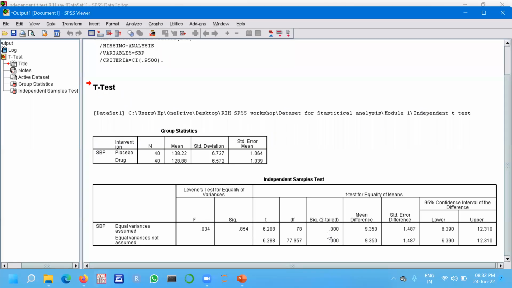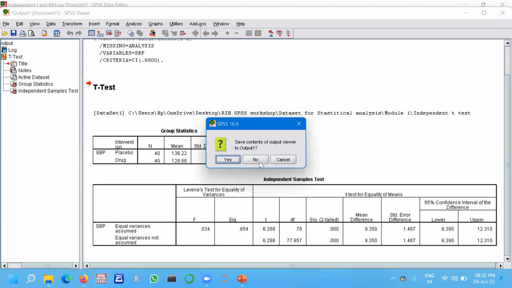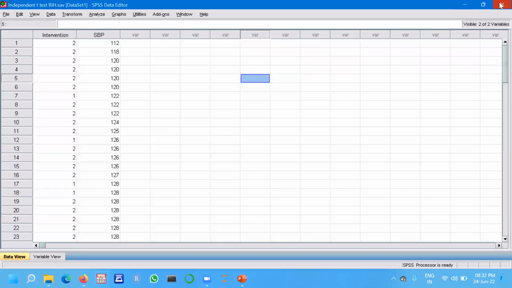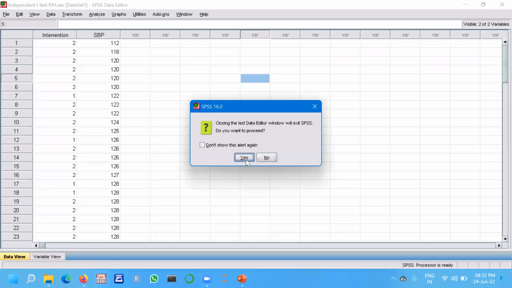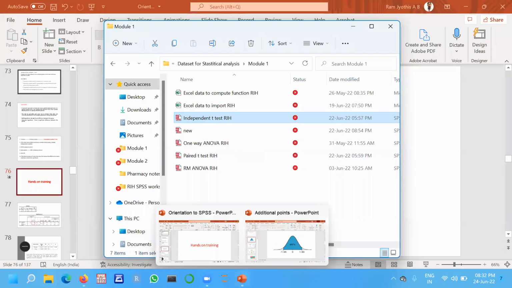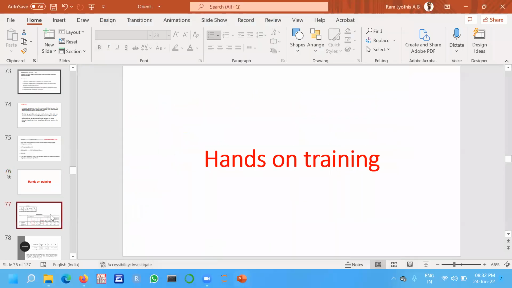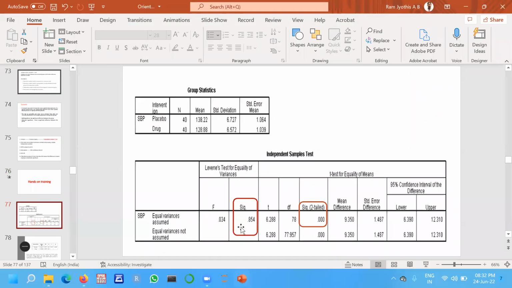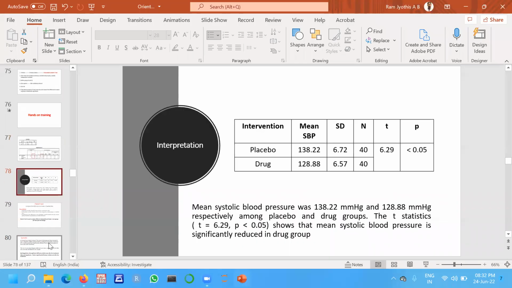It is less than 0.05, and the t is 6.288. Okay, so this is about the independent sample t-test, or Student's t-test. Okay, now I am closing this. Now let me see the interpretation of this. So here, see, this is the same thing which I showed in the output view. Now, how to interpret this?